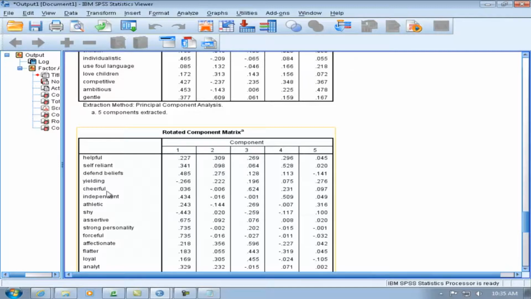And now, self-reliant, let me see, it loads on what? Factor 4. And fortunately, it does not load on 5, it doesn't load on 3, it does not load on 2, and it's extremely low, below 0.40 on 1. So we're going to keep self-reliant. So you'll circle it with red.